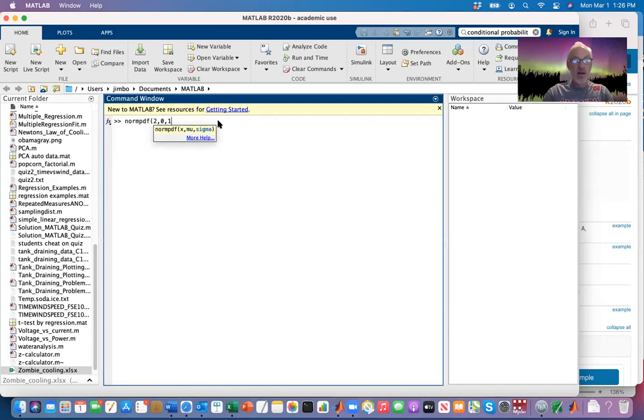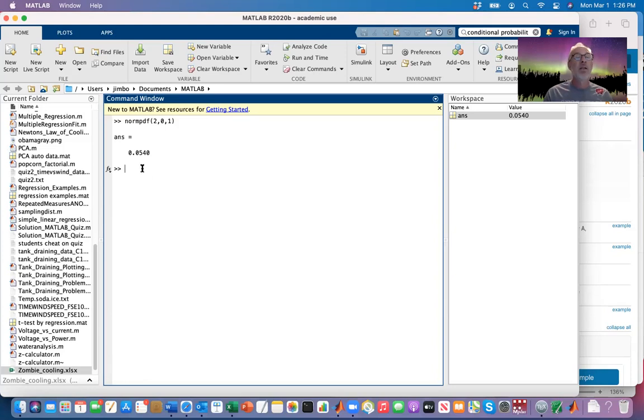That's the center of the standard normal distribution, and a sigma of 1. That's the standard deviation of the standard normal distribution. And it says the actual probability of getting exactly 2, taking all those infinite number of values and pulling exactly 2 out of a population that has a mean of 0 and a standard deviation of 1, is about 5%.